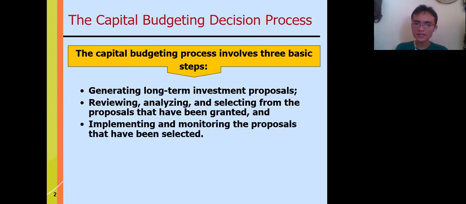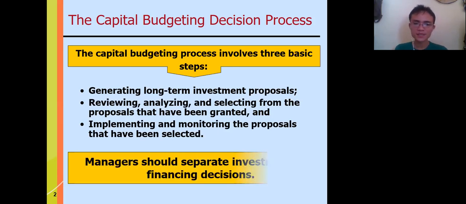Then, as what I've said, implementation, and monitoring the proposals that have been selected. All right, so if you are going to analyze the three, it begins with planning, then we do the analysis, the selection, etc., and we implement.